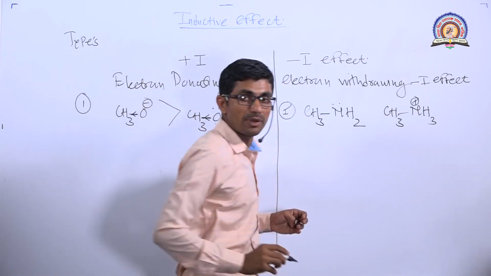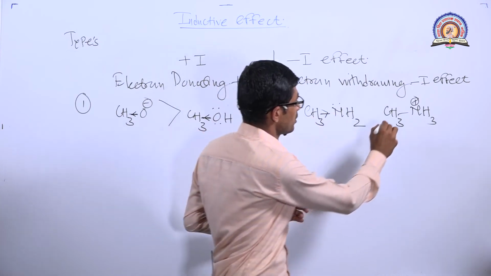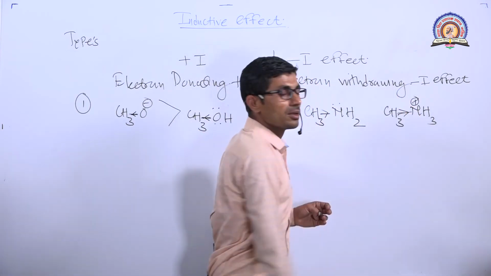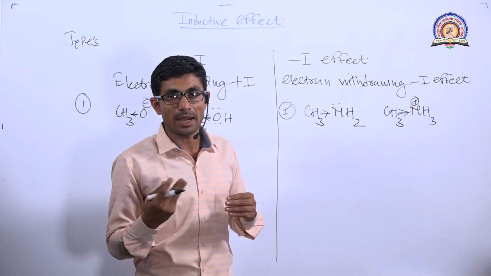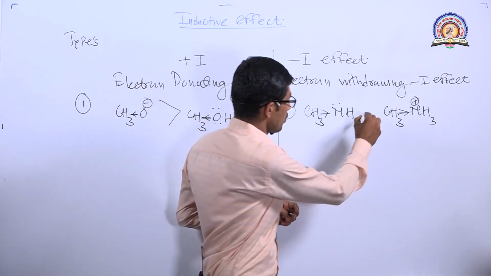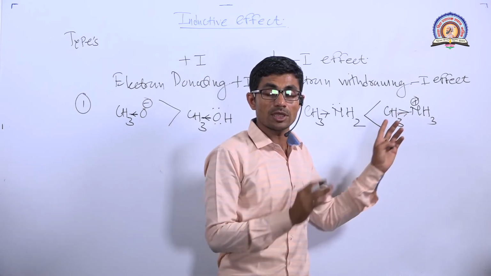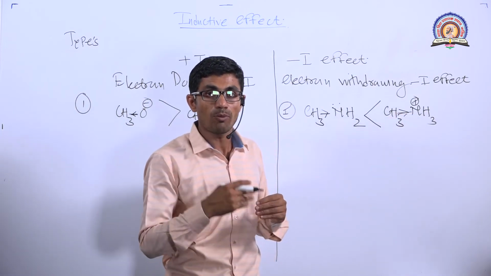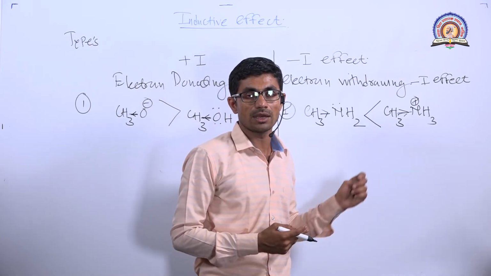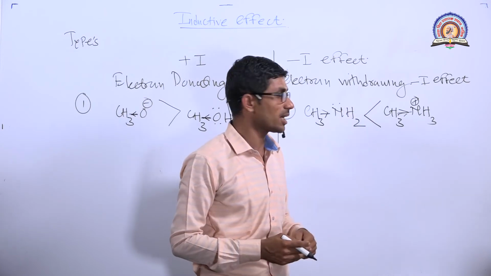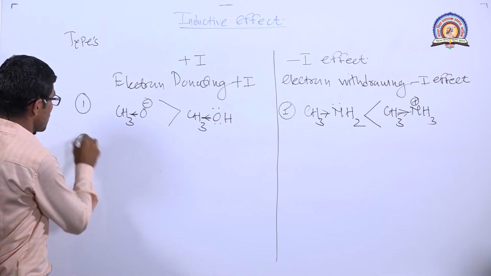So when you compare between these two, the positively charged atom has more minus I effect than the neutral atom. So this group, here this nitrogen, this positively charged atom or group, has more minus I effect than the neutral atom. This is the first rule regarding the minus I effect. Second rule here.